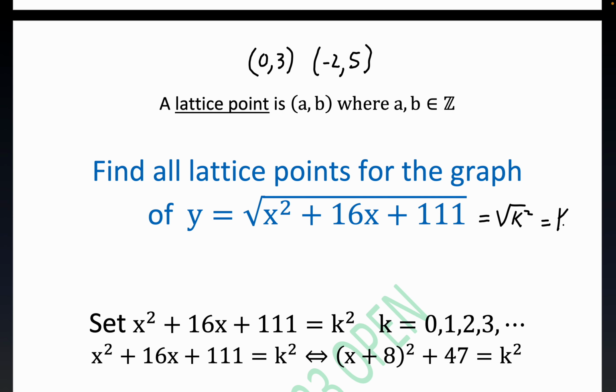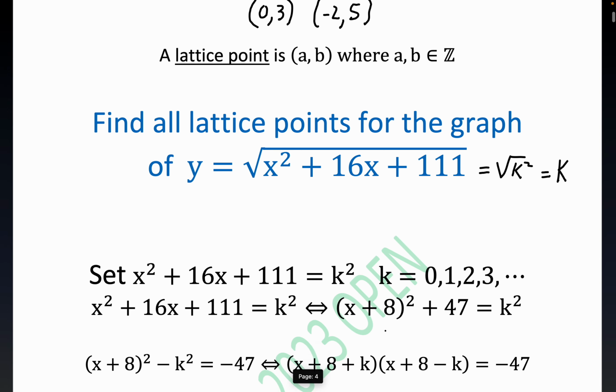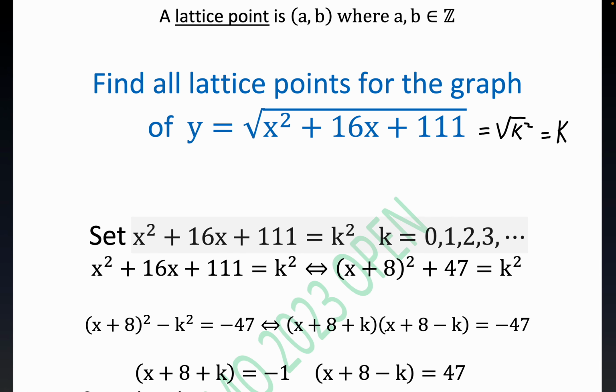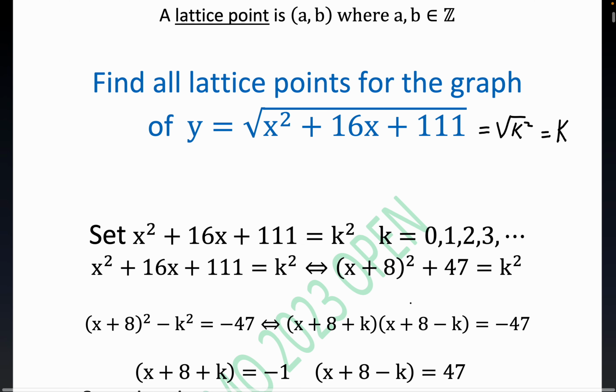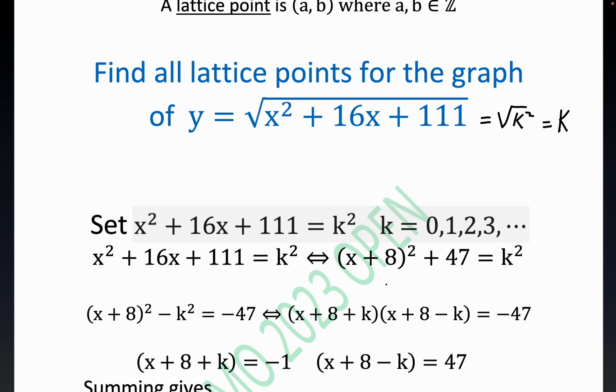Now below you can see what I've done here. I set the radicand, x squared plus 16x plus 111, the radicand of this equation right here, equal to k squared, and we take k to be a non-negative integer. The rest of this is just some neat stuff dealing with completing the square and then creating a system of equations where you have some cancellation going on. Notice that what makes this fly is 8 squared plus 47 equals the 111 you see over there.